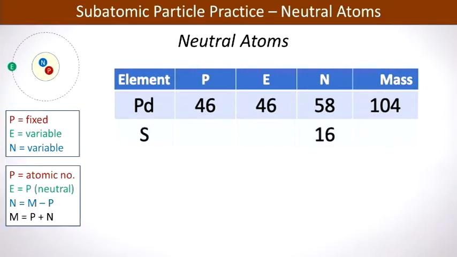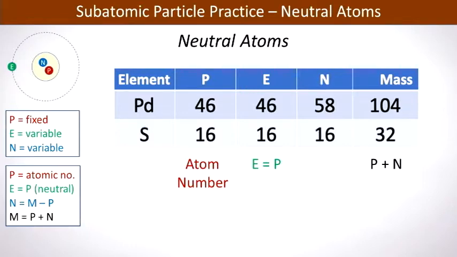Next, let's look at sulfur having 16 neutrons. If we look at the periodic table, we will see that sulfur has an atomic number of 16, which means it has 16 protons. Since it's a neutral atom, it also has 16 electrons. If we add the protons plus neutrons, we can obtain the mass number of 32. Therefore, sulfur with 16 neutrons has 16 protons, 16 electrons, and a mass number of 32.